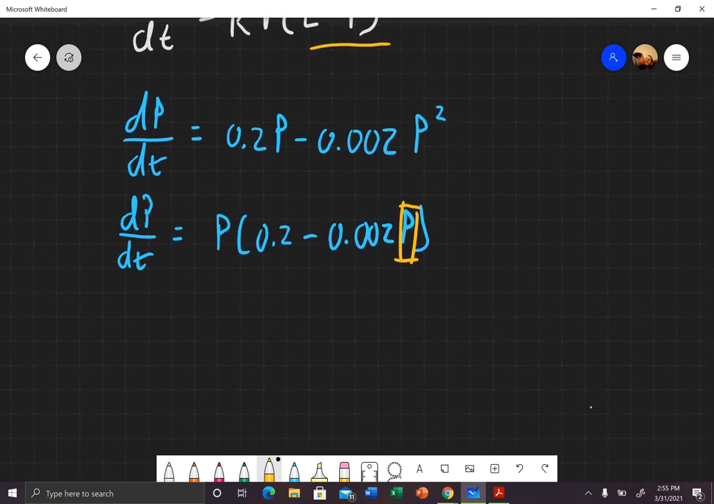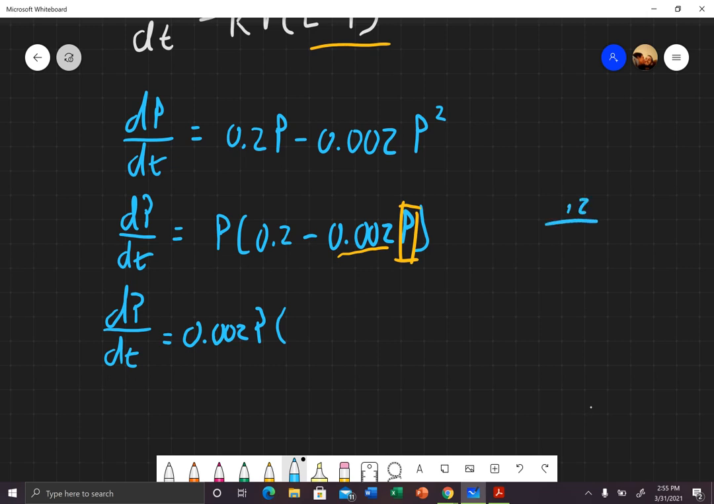And so let's do one more thing to this. What we can do is take this scalar right here, this 0.002, and take that out too. And so what we're left with when we do that is dP/dt equals, well, on the outside of this equation, we've got 0.002P times, well, inside of this, I'm going to do the math over here.